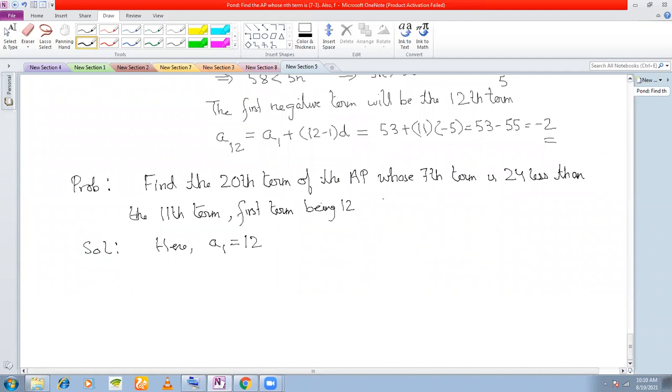There's another condition that is given here. In that AP, 7th term is 24 less than the 11th term. That means 7th term A7 is 24 less than the 11th term. Or you can also write, let's write this way, A11 minus A7 in fact, because the 7th term is 24 less than the 11th term. So A11 minus A7 must be equal to 24. Okay.